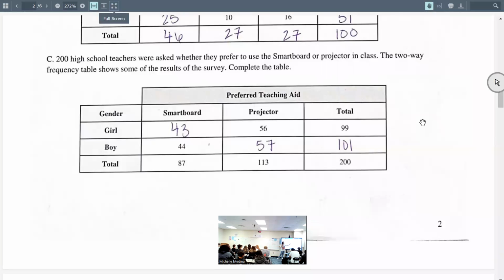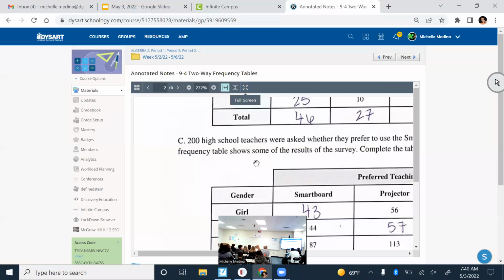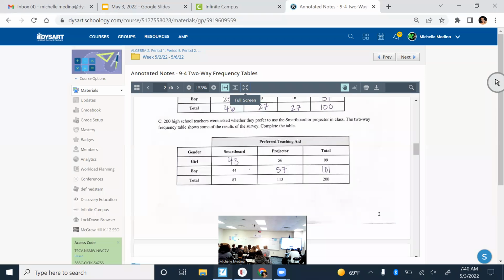So when you pull something from this part of the chart, that's linked to 2 things, you need to specify. That's not just people that chose projectors, it's specifically girls that chose projectors. How many people chose projectors? 113. All right, that's a big part of it. All right, moving on.